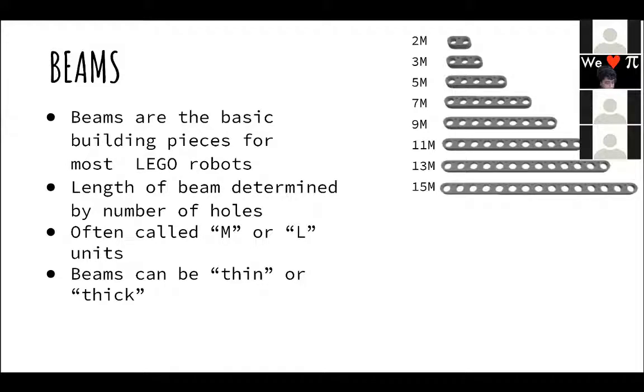Beams. Now that we've talked about specific things on the robot, we're going to talk about structure. Beams are the basic building pieces for most Lego robots. They are measured in holes called M or L. So depending on the amount of holes that the beams have is the length of the beams. They can be thick beams or thin beams. These are all thin beams.